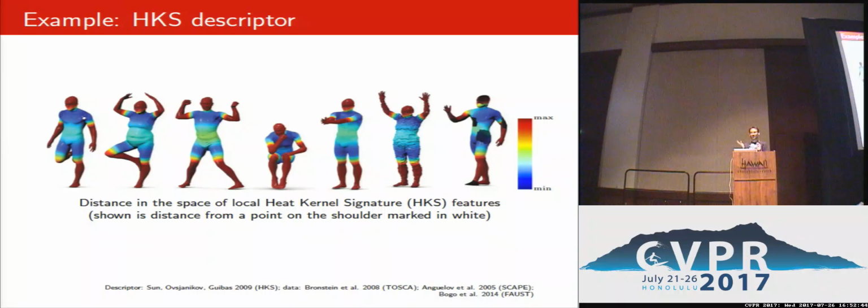So this is HKS, again, work from the Stanford group, which is basically a diagonal of the heat kernel. You can think of it as a kind of multi-scale Gaussian curvature. So this descriptor, you can think of it as a low-pass filter. It is very smooth. If I move away from my point, the descriptor will change very little. And you see, in fact, that its localization is pretty poor in this example.